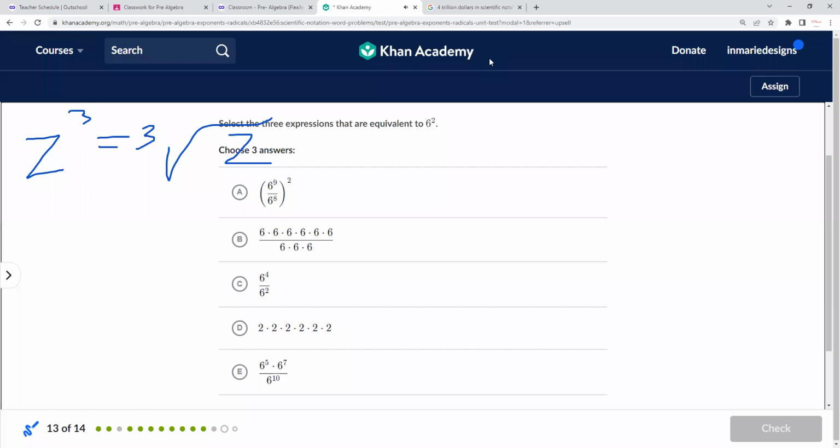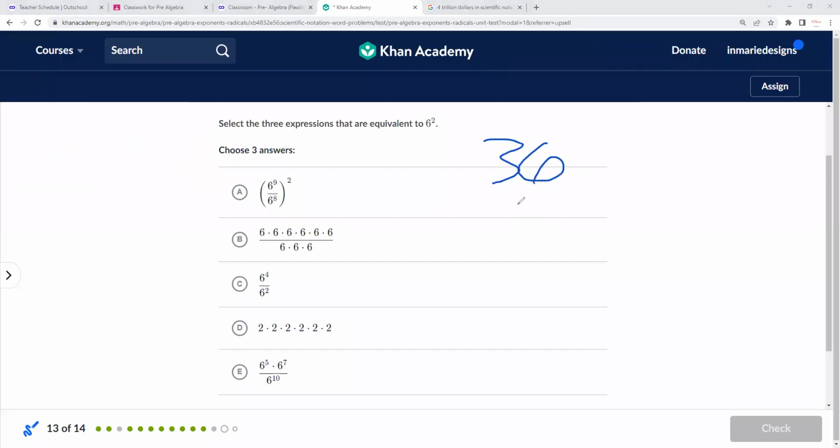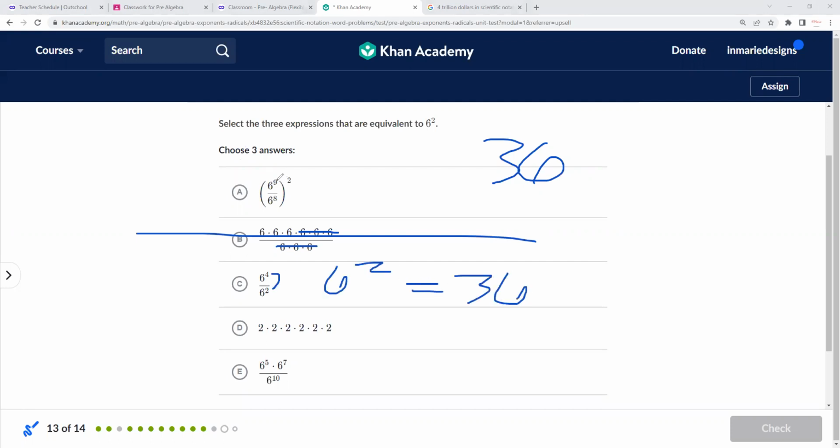Okay, next one. 6 to the second power is 36. What is also equivalent to that? Well, if you cancel those out, that 6 times 6 times 6 is not 36. 4 minus 2 is 6 to the second, which is 36. This would get you 9 minus 8, which is 6 to the first, times 2. This one also works because that gets you 36. So A and C. 2 times 2 times 2.